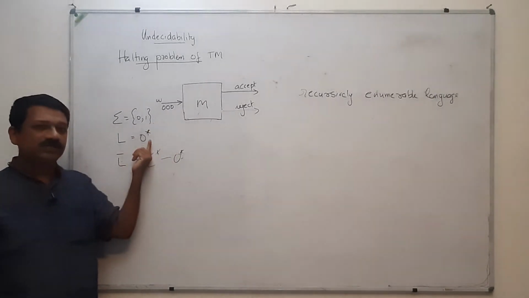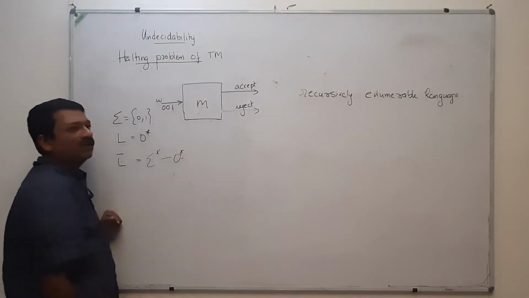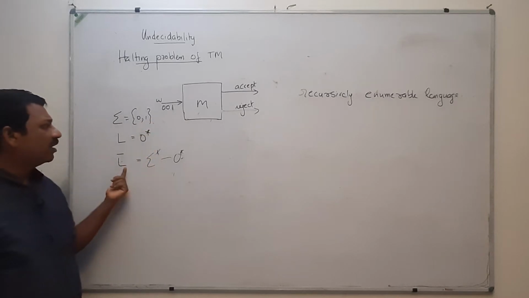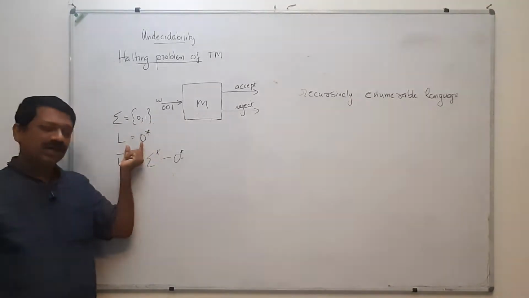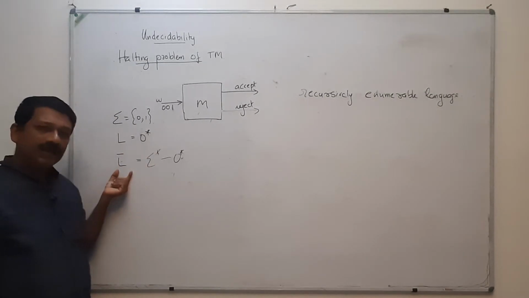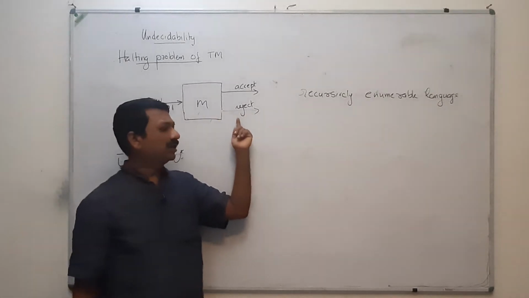That's why it's accepted. Suppose that if you are giving 0 0 1, what will happen? It belongs to this L bar. Why? It is not belonging to 0 star. That's why it is belonging to L bar, and that will be rejected.